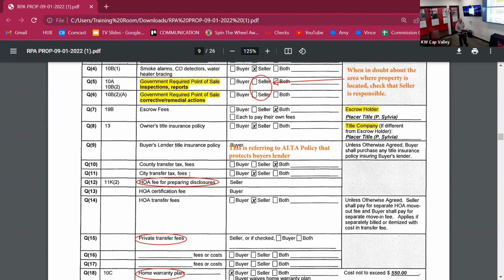County and city transfer taxes. In any county in California, the transfer tax rate is $1.10 per thousand.